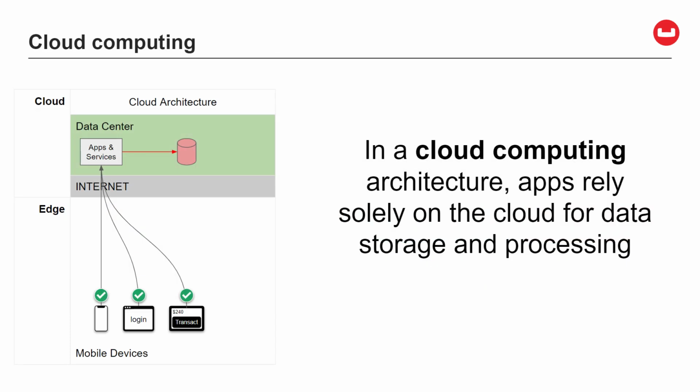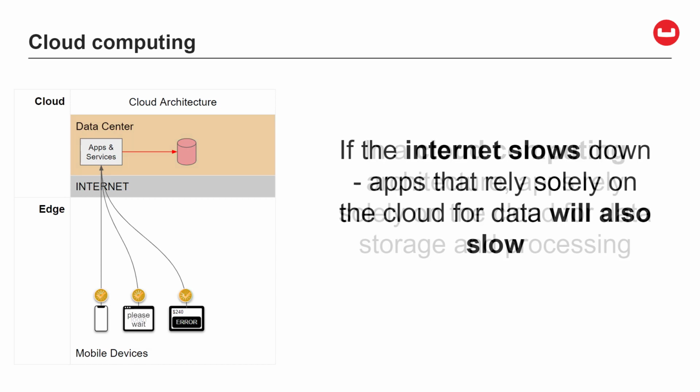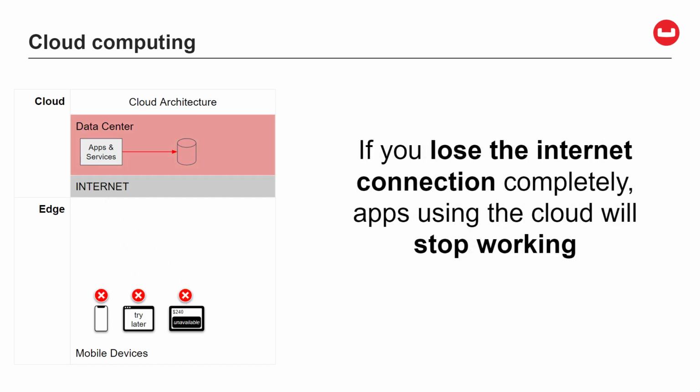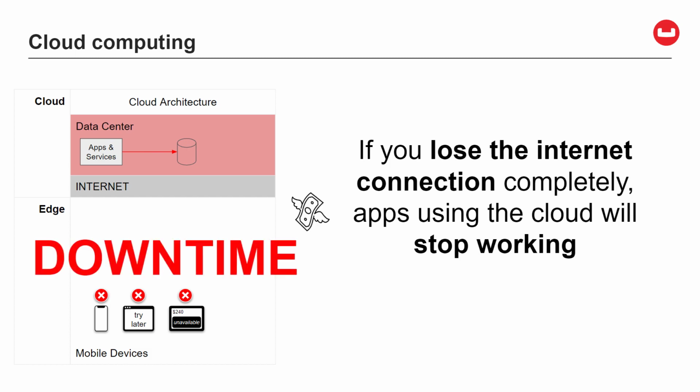In a cloud computing architecture, apps rely solely on the cloud for data processing and computing. So when the internet and data center are operating efficiently, so are the apps that use them. But if the internet slows down or the cloud data center experiences an issue, apps that rely solely on the cloud for data will also slow down. This is where users typically start seeing the spinning "please wait" wheel. And if we lose the internet altogether, apps using the cloud will stop working altogether, leading to costly business downtime.